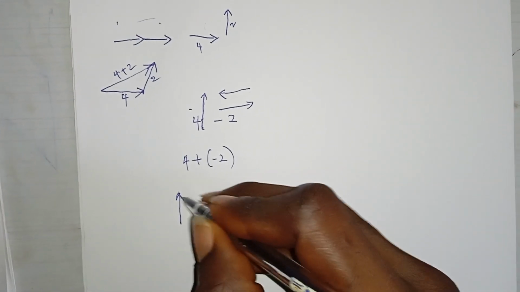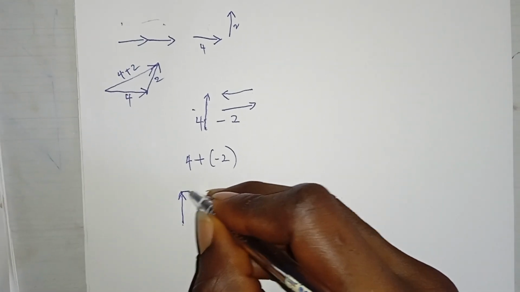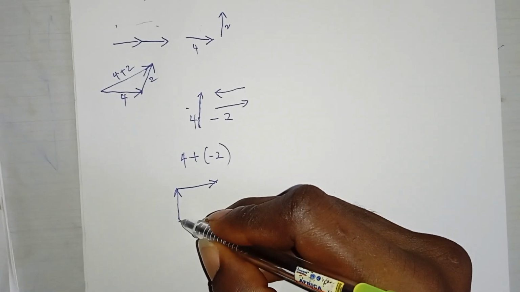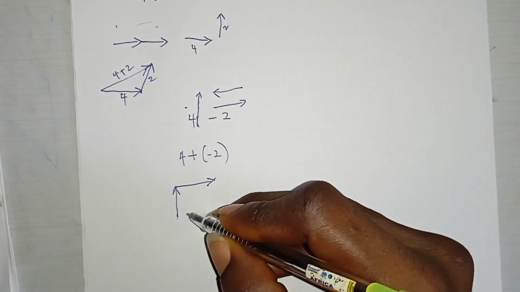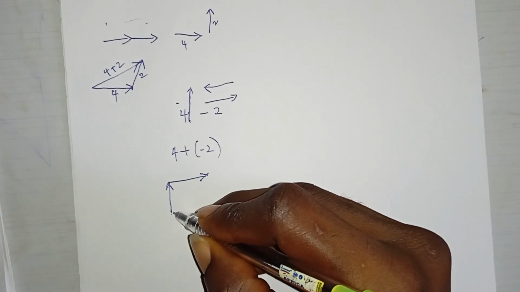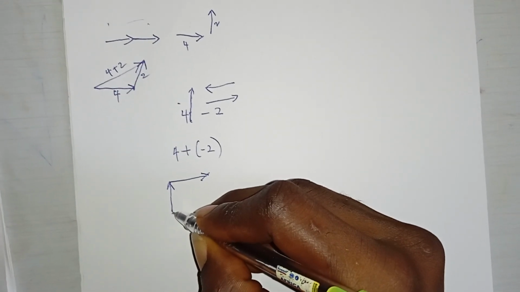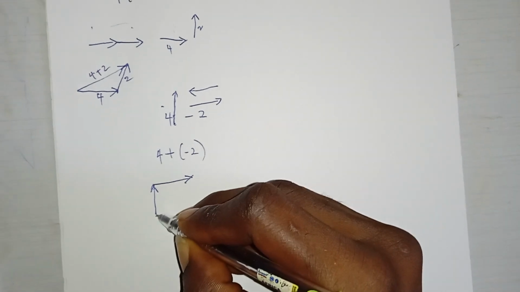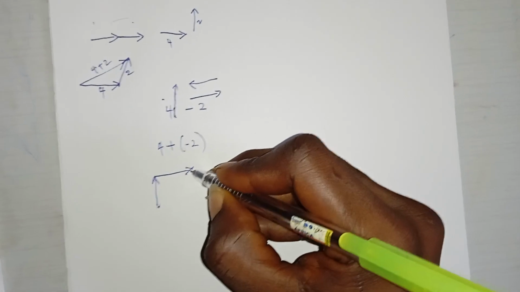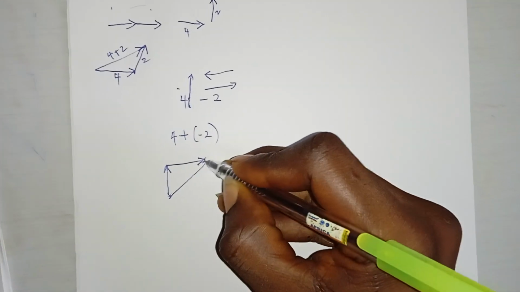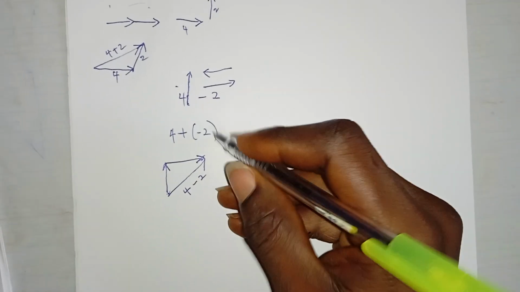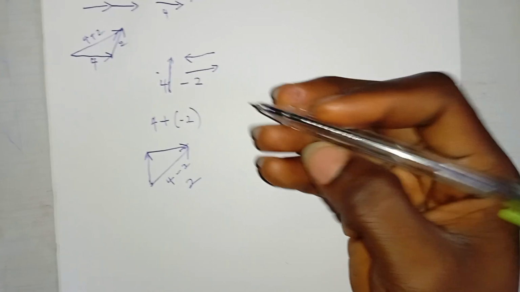The tail, I told you it's head and tail. So the first one, get it and put here. The resultant will always be from the tail of the first vector given to you to the head of the second vector. So when I join this, this is my resultant. So this is that 4 minus 2. This will now give me 2.